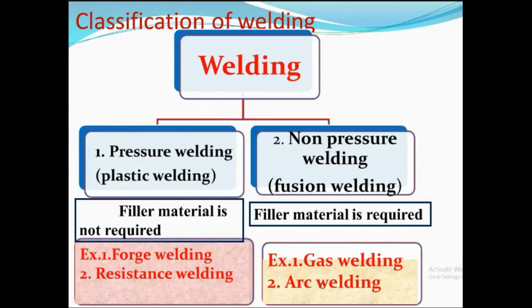For example, gas welding, arc welding. These are the basic two types of welding processes: pressure welding and non-pressure welding. In case of pressure welding, we do not require any kind of filler material. But in case of non-pressure welding, we require filler material for doing the welding process.